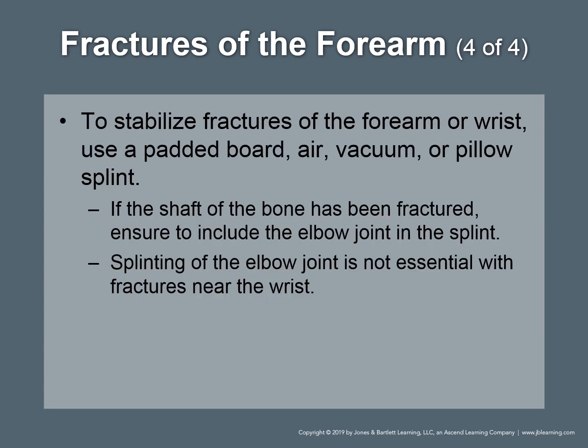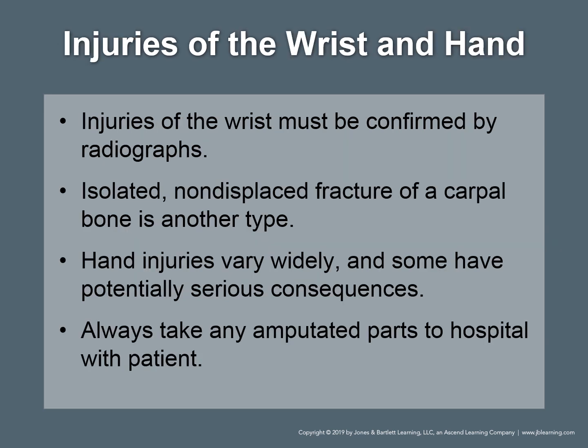To stabilize fractures of the forearm or wrist, use a padded board splint, air vacuum, or pillow splint. If the shaft of the bone has been fractured, ensure you include the elbow joint in the splint. Splinting the elbow joint is not essential with fractures near the wrist. So if it's the lower part, isolated to the wrist, you need to get the hand and the wrist. Any higher up, you're going to need to splint that elbow as well.